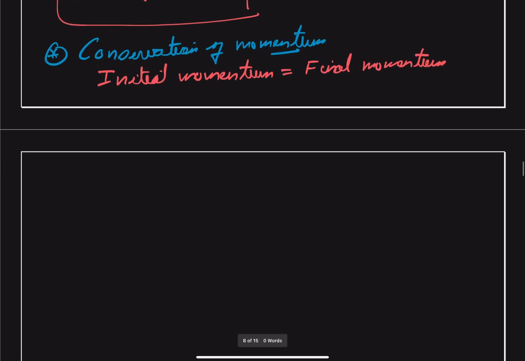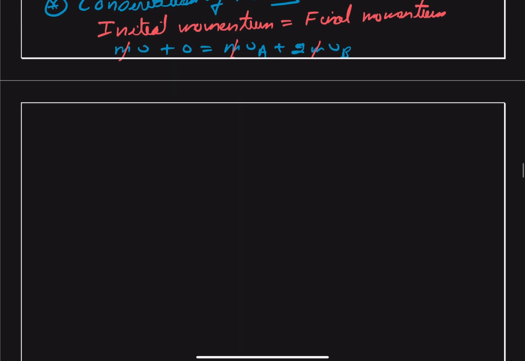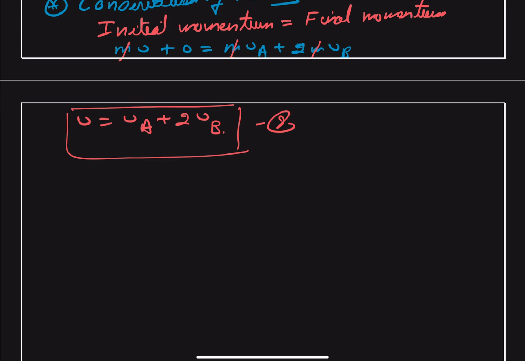Initial momentum will be equal to mass into velocity, and this is for A, plus 0, is equal to mass for A, and this for B, and mass cancels out throughout, so we get the equation that V is equal to VA plus twice VB, and this is our equation number 2. Now if we solve equation 1 and 2, we will be able to find the value of VA and VB with respect to the velocity V.